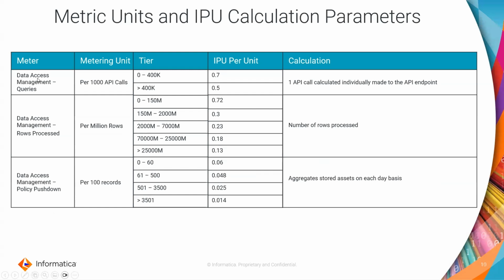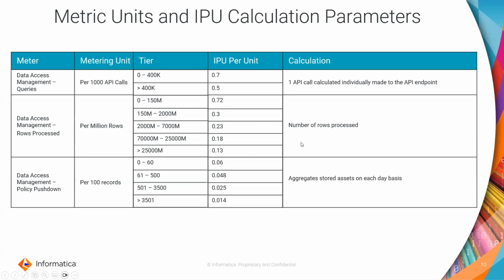Coming to the data access management queries, the metering is per 1,000 API calls for the queries, per million rows for the rows processed, and per 100 records for the policy pushdown. We can see that there are two tiers involved here. For the queries, there are 5 tiers involved, for the rows processed, and there are 4 tiers for the policy pushdown. Similarly, the calculation is based on one API call calculated individually based on an API endpoint.